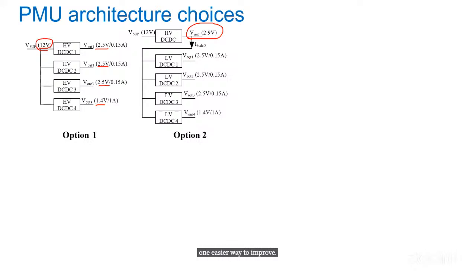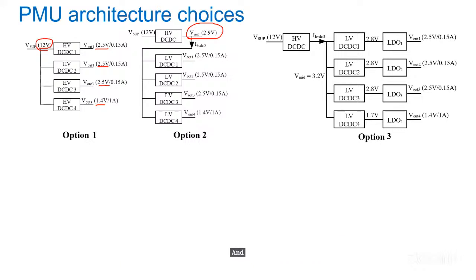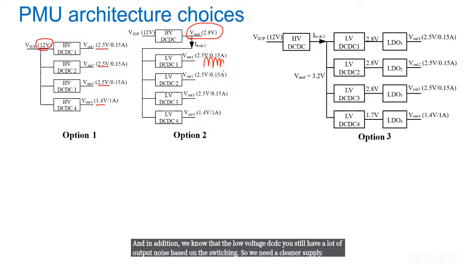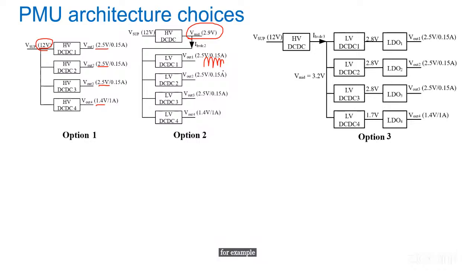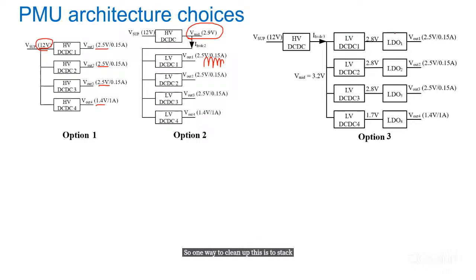Now, you see that these are still DC-DC converters, which means you need a lot of external components, both for high voltage DC-DC and low voltage DC-DC. And in addition, we know that with the low voltage DC-DC, you still have a lot of output noise based on the switching. So we need a cleaner supply. For example, your receive path or the low noise amplifier supply voltage needs to be clean, right? So one way to clean this up is to stack an LDO, cascade an LDO at the output.